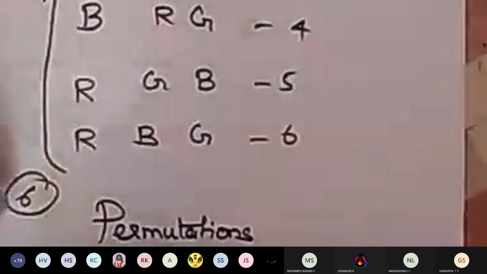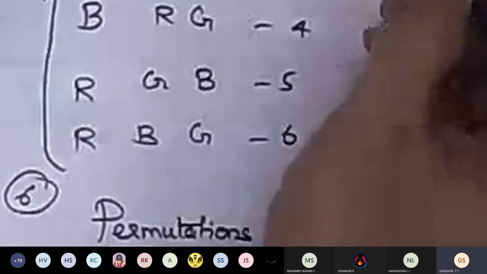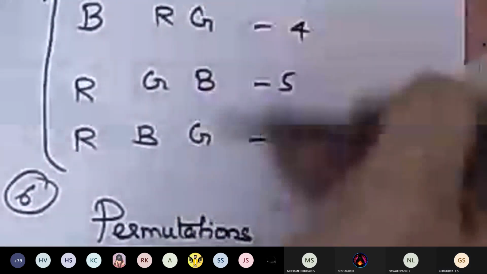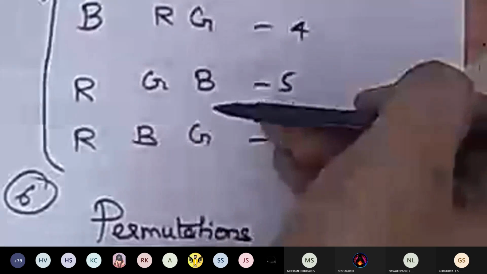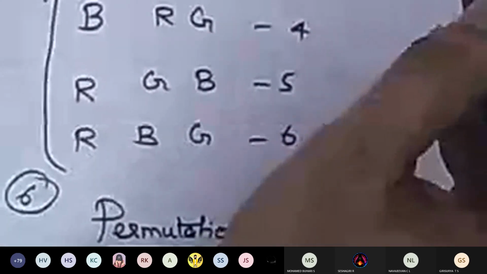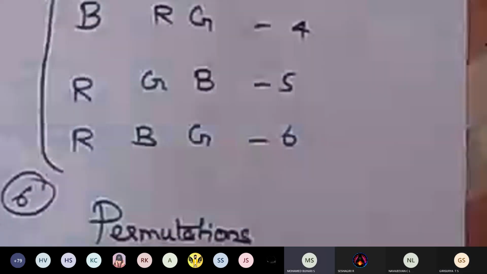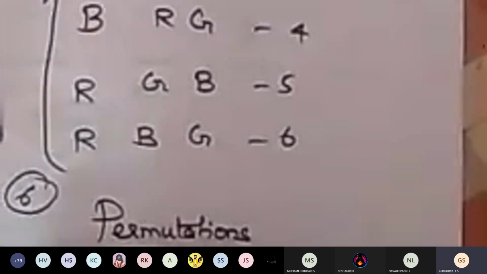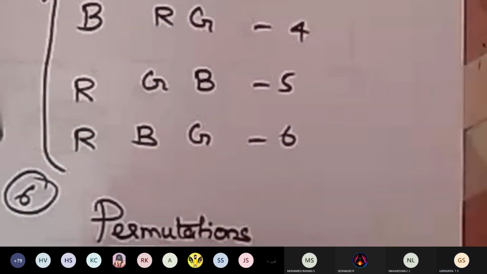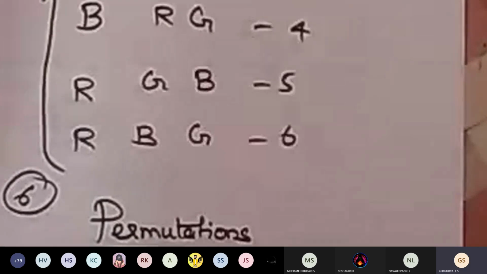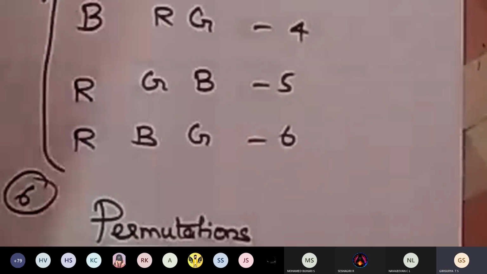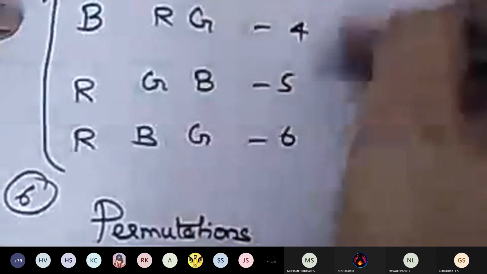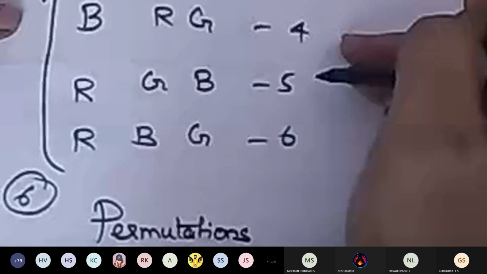What are the colors you have used here actually? Green, blue, red. In all the 6 ways, only green, blue, and red are used. Am I right? Is it like any other color we have used? No, sir. Now tell me how many combinations are there? 3. Think over and tell me. Sir, 6. See, 6 is permutation.